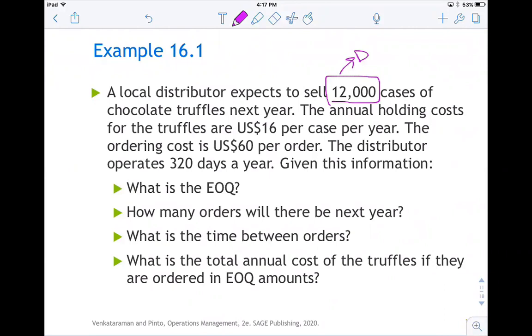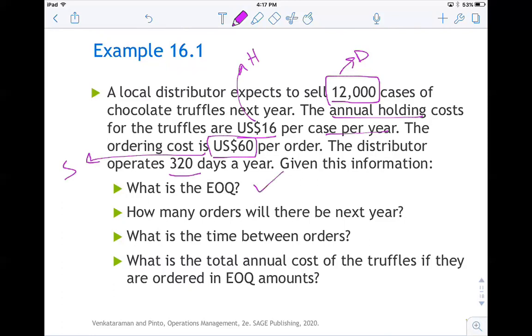And the annual holding cost for the truffles is going to be $16 per case per year. It is right over here. This is going to be our holding cost per case. The ordering cost is $60 per order, and the distributor operates 320 days a year. Given this information, what is EOQ?